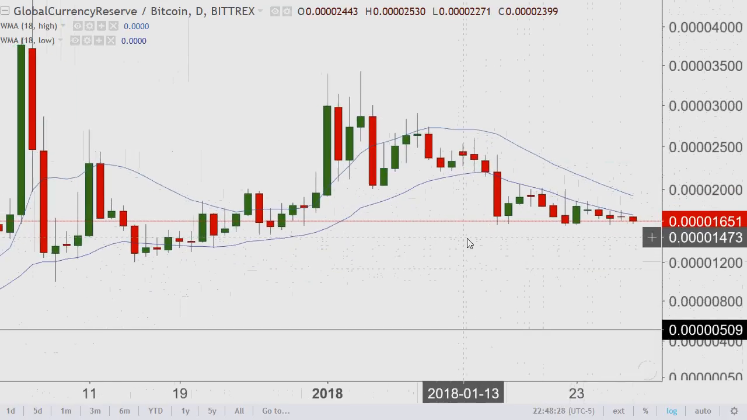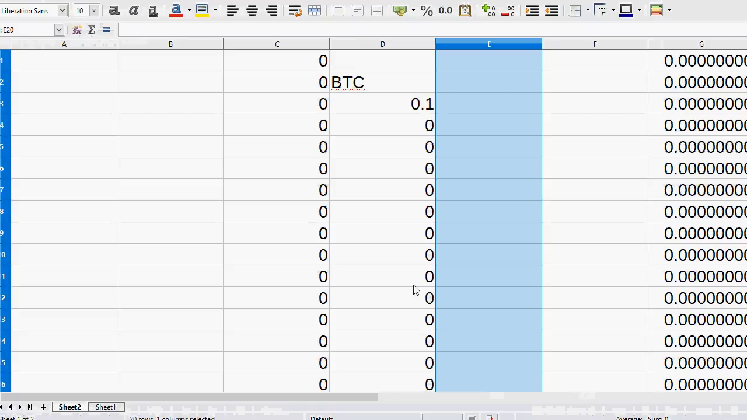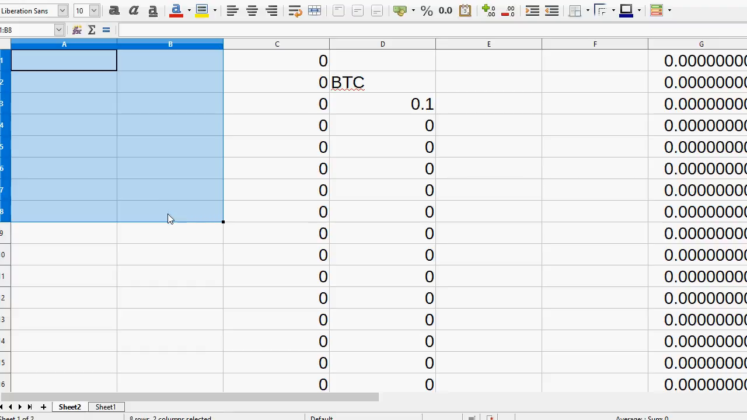And we continue on, and that's where we stand today. So now we're going to use a spreadsheet and see how this will work. We're going to talk about averaging, or just how much to buy. Now in this spreadsheet, I'm going to copy and paste my data here.